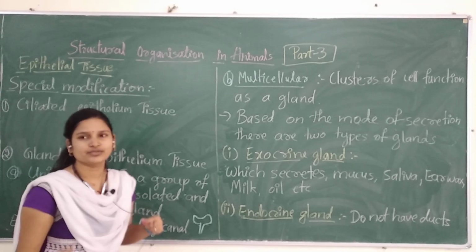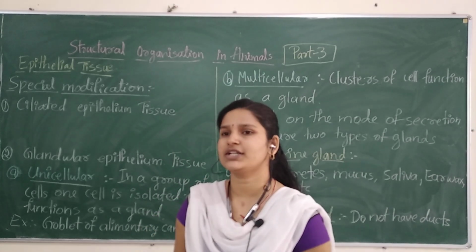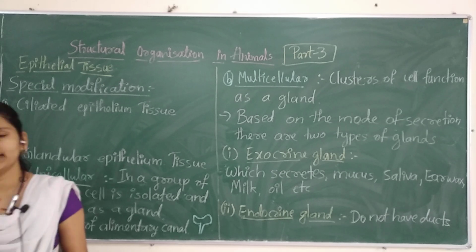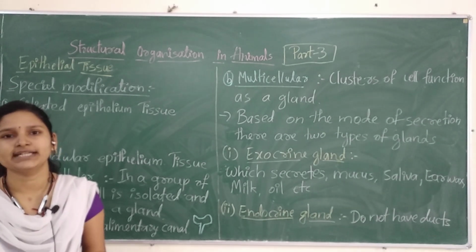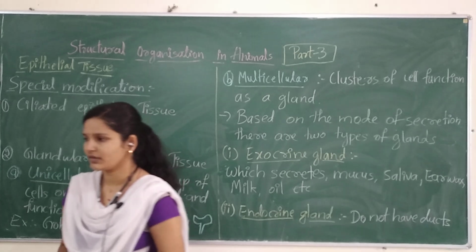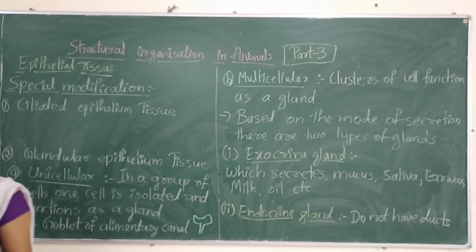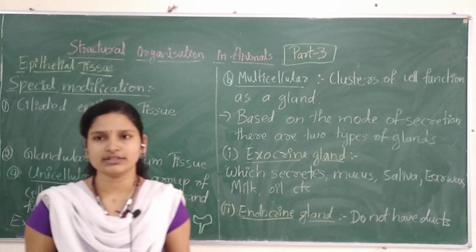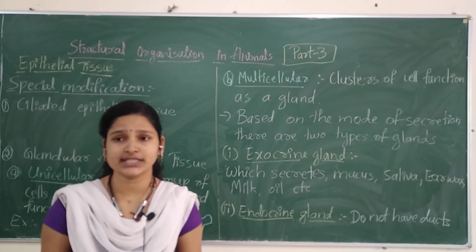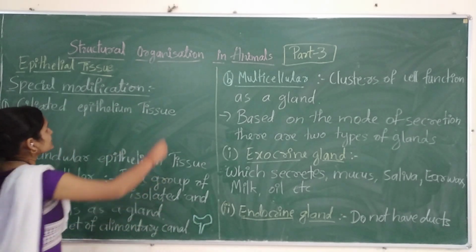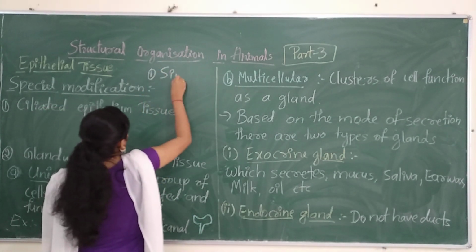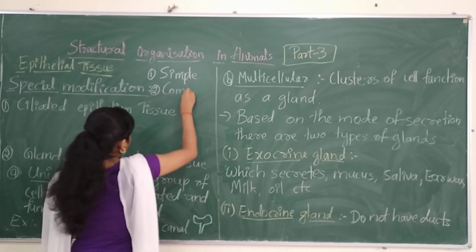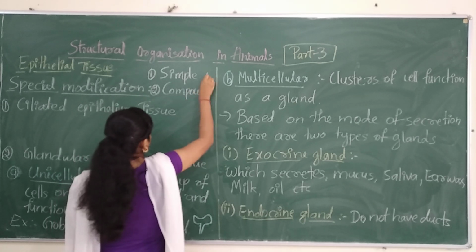So we'll continue our discussion with respect to structural organization in animals. We were discussing the epithelial tissue. What have we studied till now? We have seen the location and different types of cell shape. In epithelial tissue we have seen the two types. What are those? First one, simple epithelium, and second one, compound epithelium.